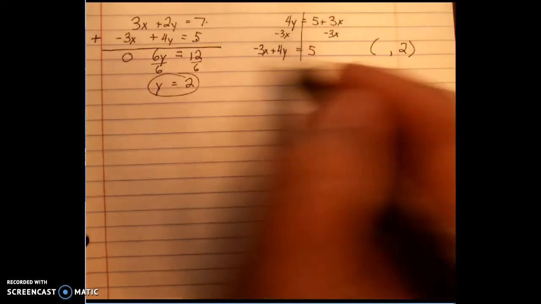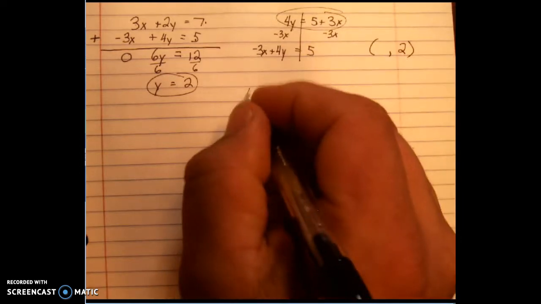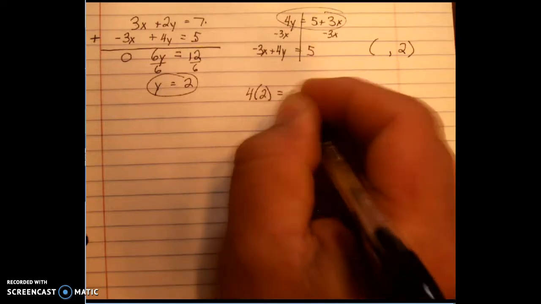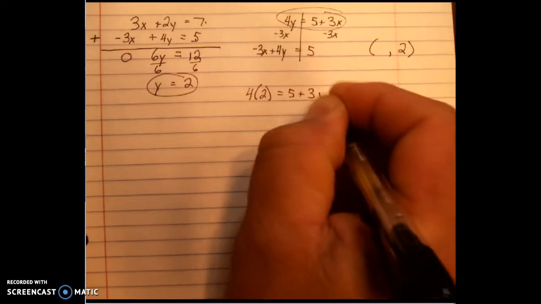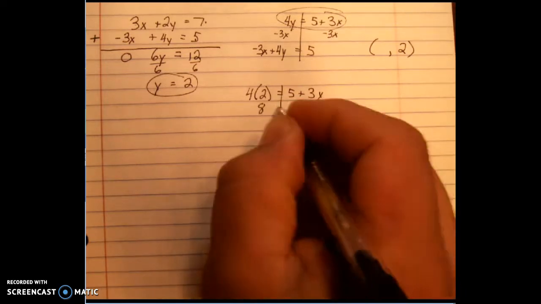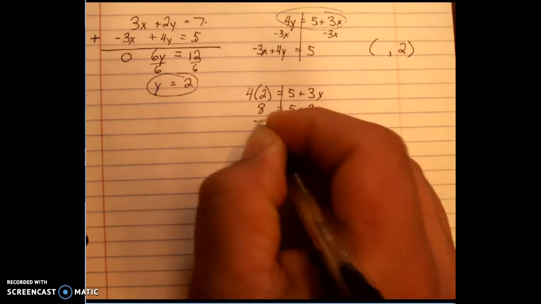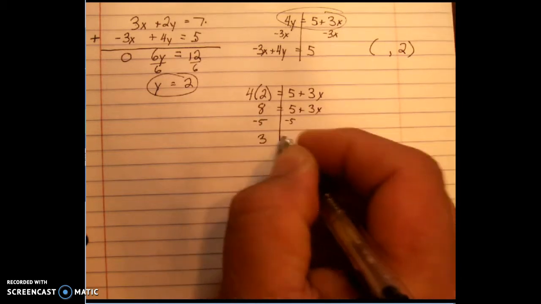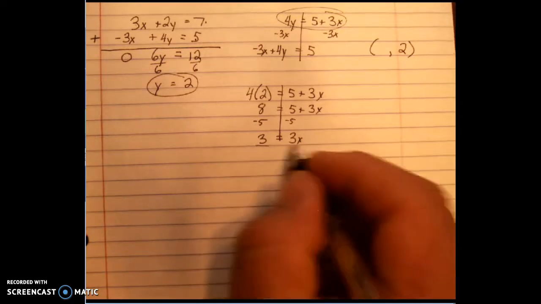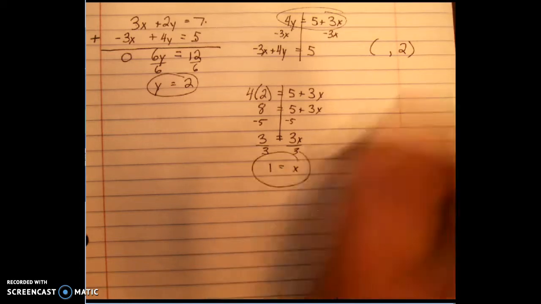Eeny, meeny, miny, mo. I'm going to go with this one. So for the y is 2, 8 equals 5 plus 3x. Going to get x by itself. I'm going to subtract 5 from both sides. So 3 equals 3x. Going to divide by 3. And I get x equals 1.